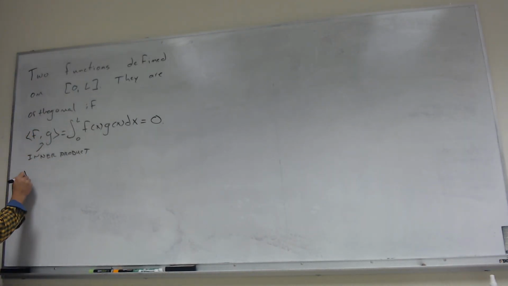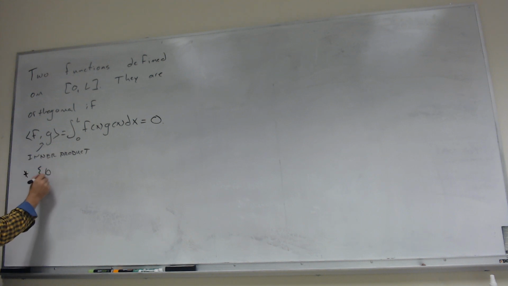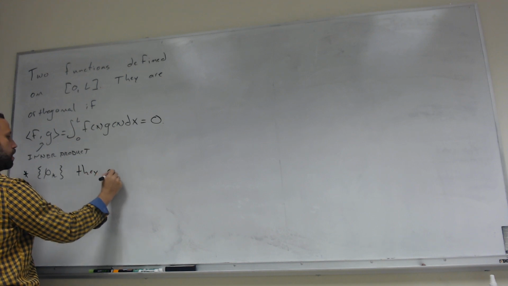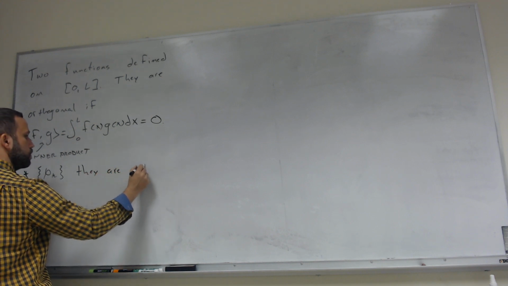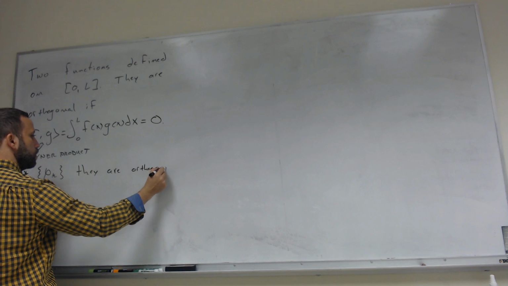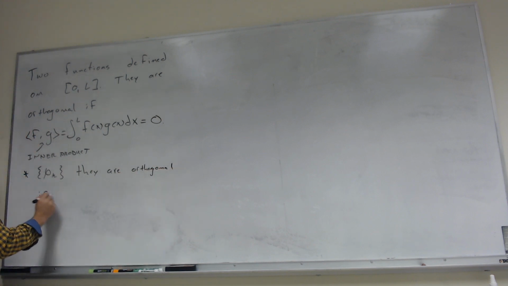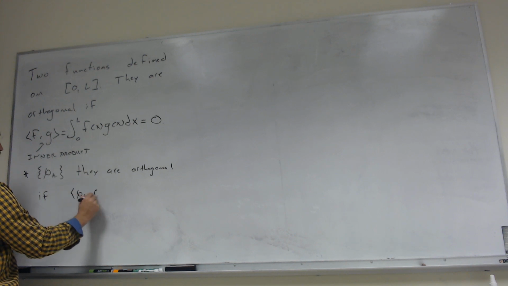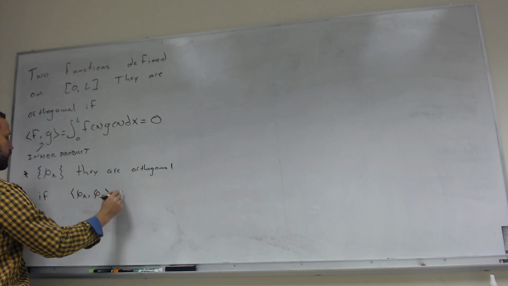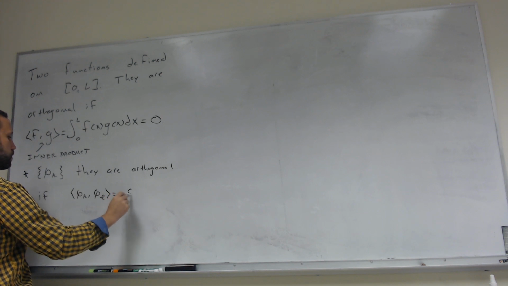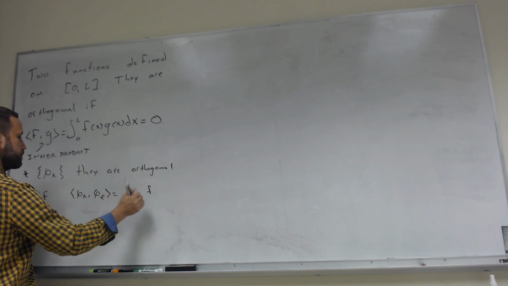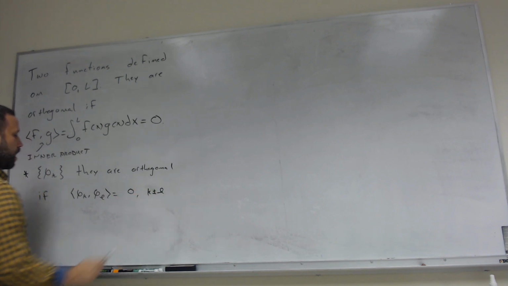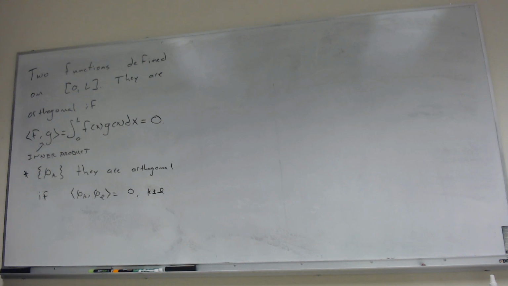And furthermore, let's say we have a sequence of functions phi k. They are orthogonal if the inner product of phi k and phi l is equal to 0 for k not equal to l. And what is the inner product? It's just this thing right here.